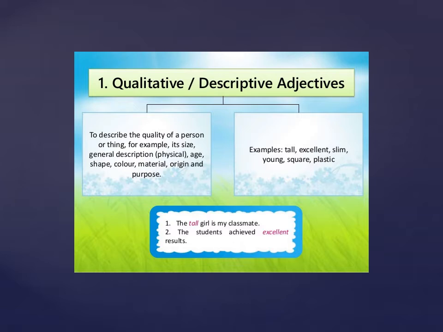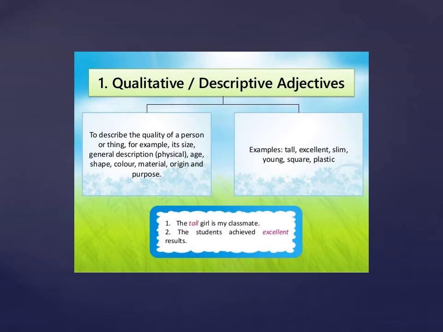Now first of all, see children, we are learning here qualitative or descriptive adjective. Qualitative means to describe the quality of the person or thing. For example, its size, general description, physical, age, shape, color, material, origin and purpose. These are called the qualitative. उसका quality दिखाता है. Noun का क्या quality, उसकी size क्या है, एज क्या है, उसका शेप क्या है, कलर क्या है, मटेरियल कौन सा है, ओरिजिन कहाँ से है, पर्पस क्या है. So this all, we use the qualitative adjective to show the quality of the noun.